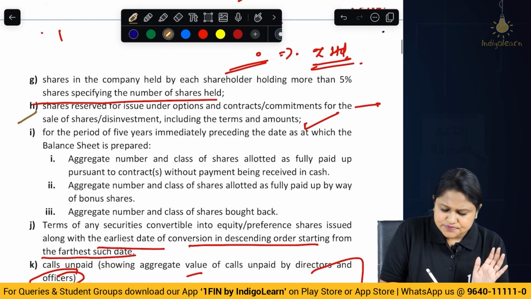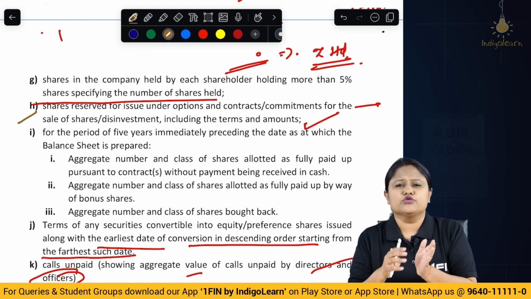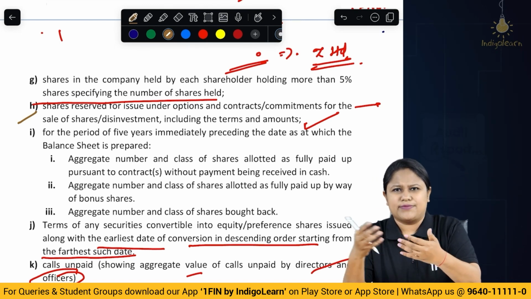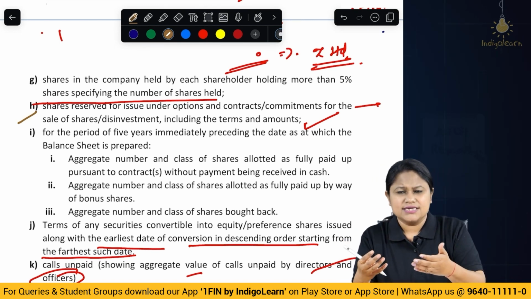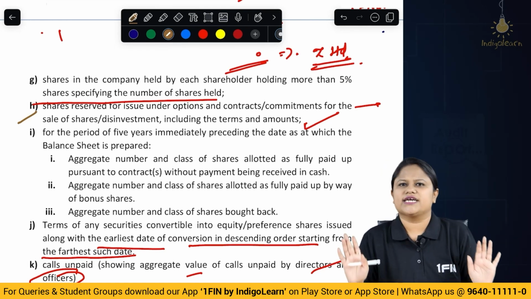Correct? Then if there are any shares reserved for options or any commitment for the future, where after 2-3 years you have promised to issue some shares as part of a contractual agreement, then how much they are, what the commitment is, what the terms and conditions are, the amount involved, everything has to be given.